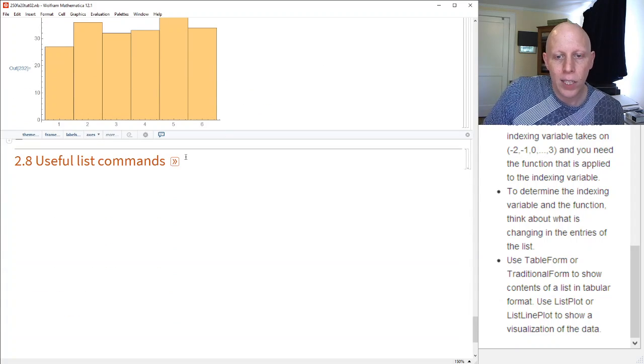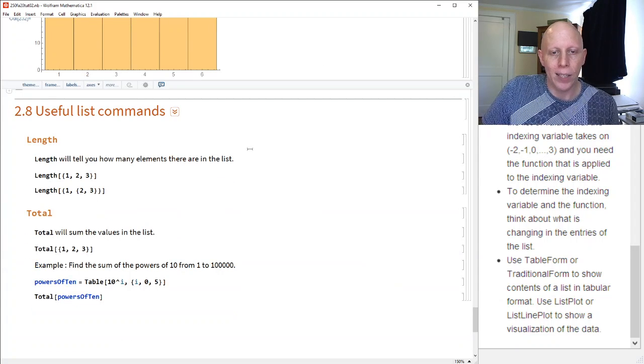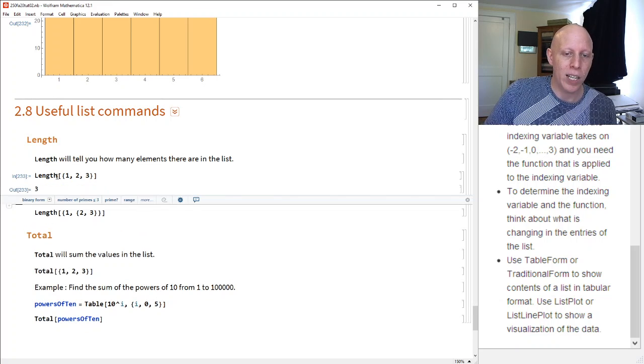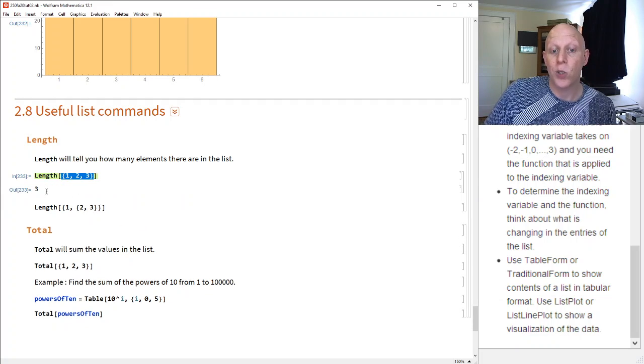And we're going to finish off today with 2 very useful commands that we will be using again and again. So these are ones you definitely want to commit to memory. That would be length and total. So length says how many elements are in a list. So if we run this, how many things are in this list? There's 3. There's 3 things separated by commas in the list. But you have to be careful about what that means.